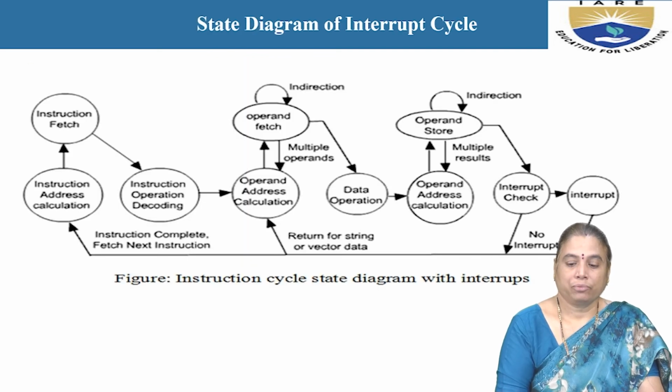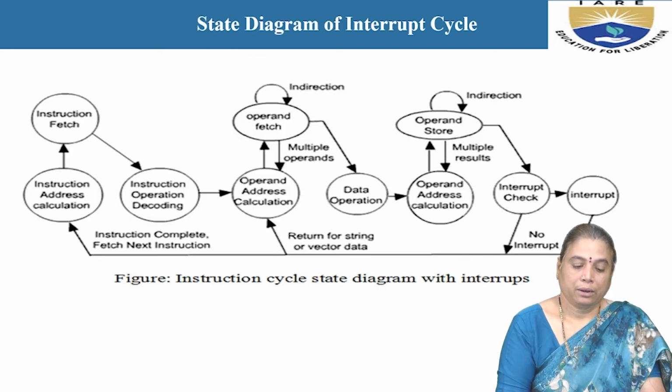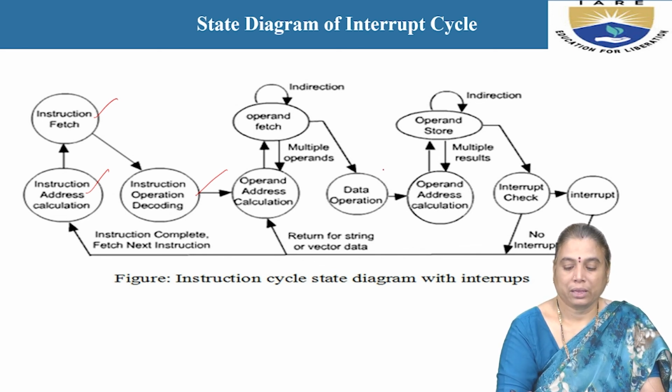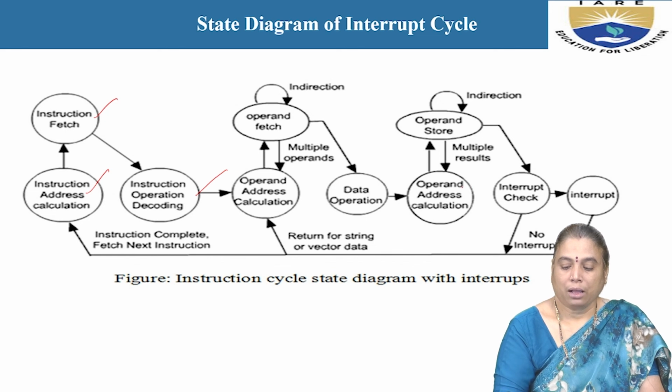What is the state diagram of the interrupt cycle? Here address calculation can be done and the instruction fetch, operation decoding, operand address calculation, multiple operands can be fetched, data preparation, operand address calculation, operand stored, and here a check for the interrupt can be done. If there is an interrupt, that interrupt can be served and the main program execution can be resumed. So this is the state diagram of the interrupt cycle in association with the instruction cycle.